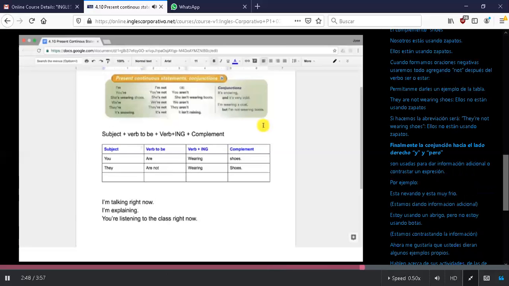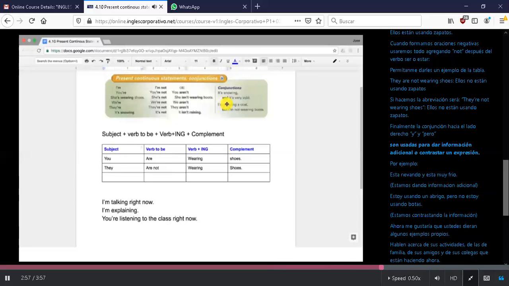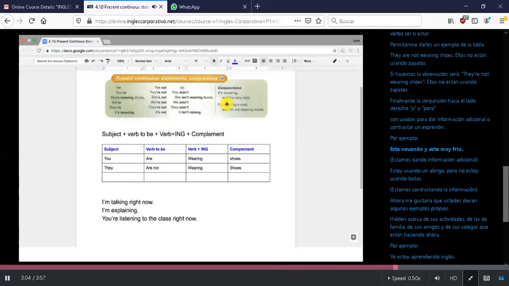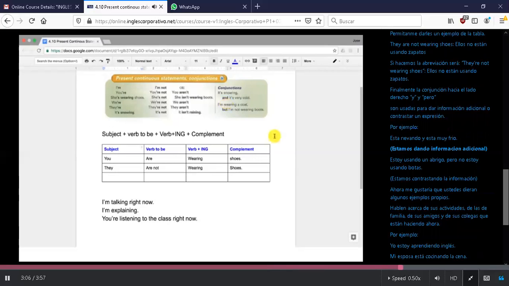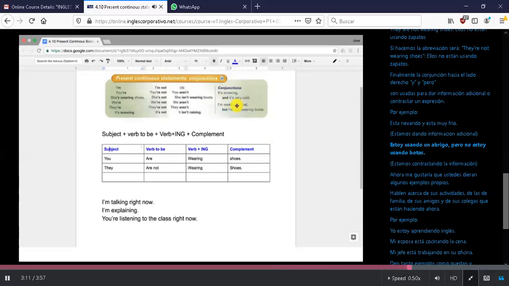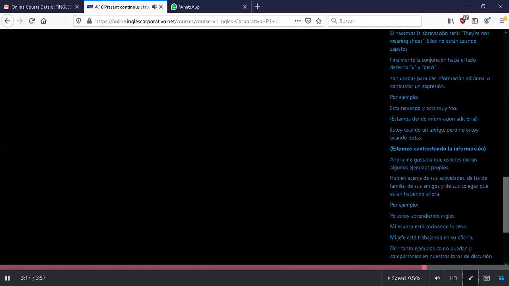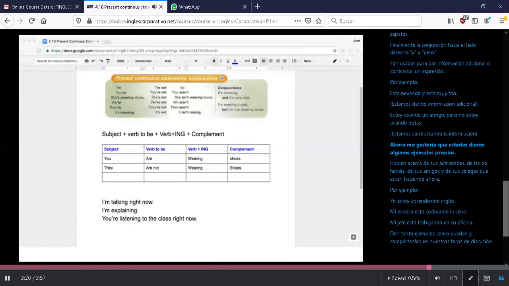Finally, the conjunctions towards the right-hand side, and and but, are used to give additional information or to contrast an expression. For example, it's snowing and it's very cold. That's giving additional information. I'm wearing a coat, but I'm not wearing boots. That's contrasting information.